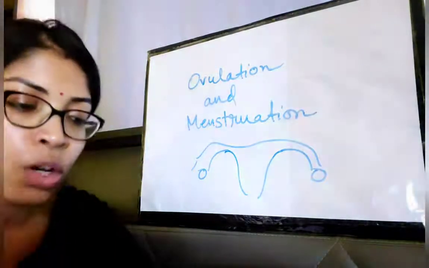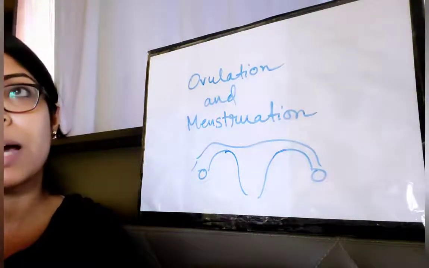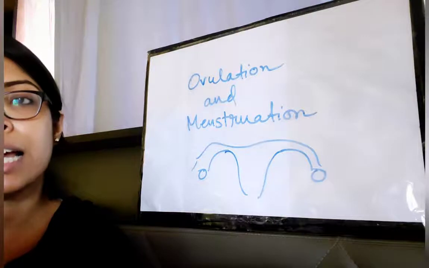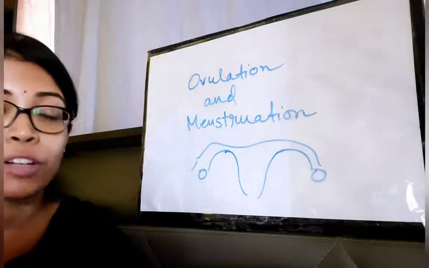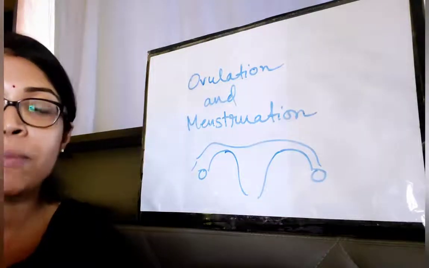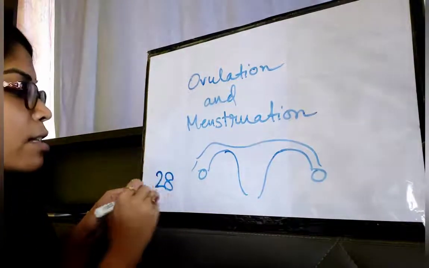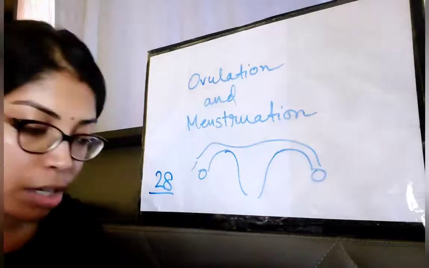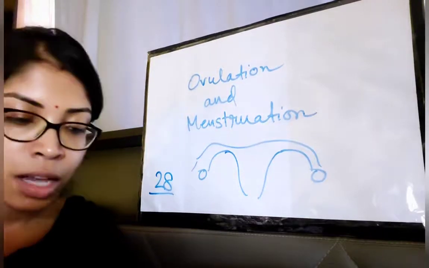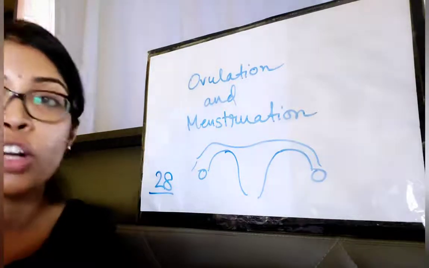Okay, so females have a 28-day long reproductive cycle. When females become reproductively matured, after adolescence, after puberty, every month, more or less, there is a 28-day cycle. Since our month is 30 or 31 days, it is considered as a month-long cycle, more or less. So the females have a 28-day long reproductive cycle called menstrual cycle.